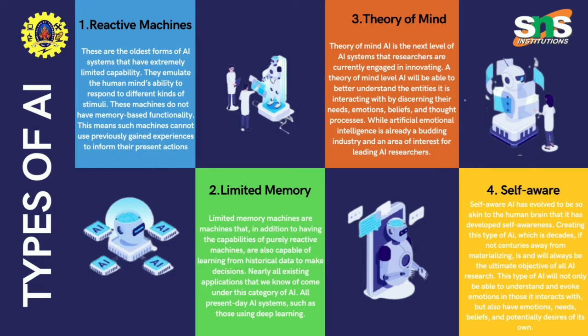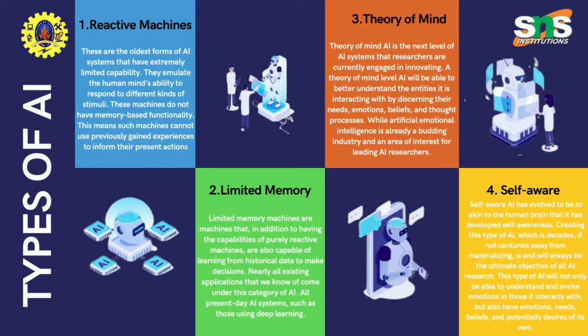The third is the theory of mind. This AI is the next level of AI systems that researchers are currently engaged in innovating. A theory of mind level AI will be able to better understand the entities it is interacting with by discerning their needs, emotions, beliefs, and thought processes. While artificial emotional intelligence is already a budding industry and an area of interest for leading AI researchers.